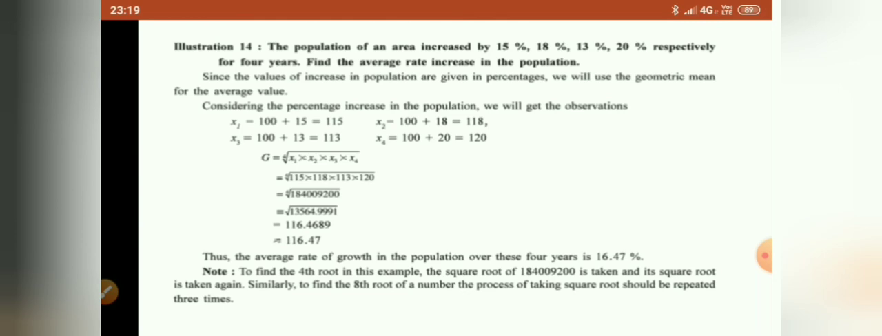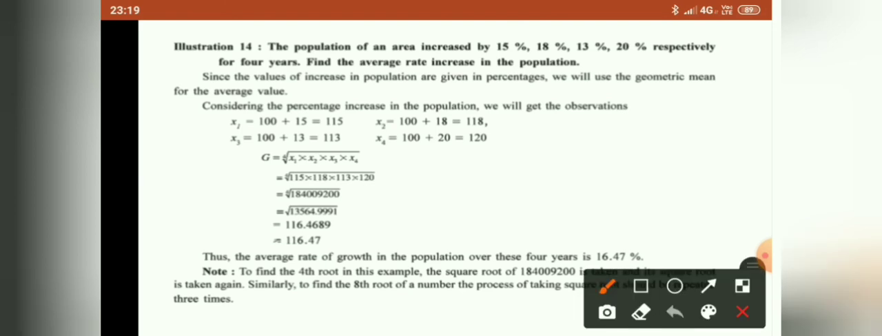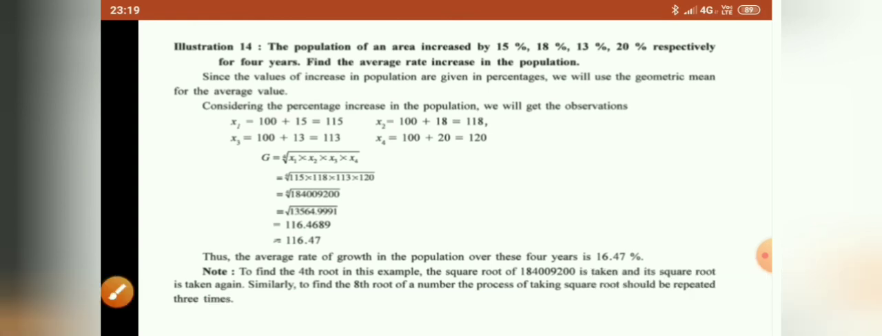So if there is a fourth root, we have to take the square root twice, and if there is an 8th root, we will take the square root 3 times. If square root is there once, we will press the square root button once. If there is a 4th root, we will take the square root 2 times, and if there is an 8th root, we will take the square root 3 times. In this way, we will solve the sum of the geometric mean.